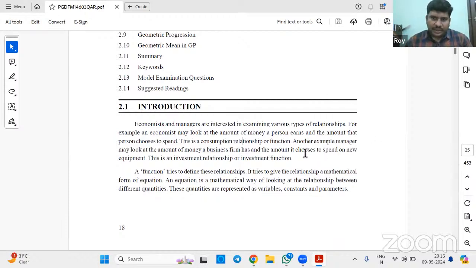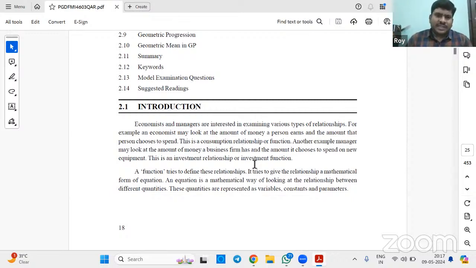Sorry. Right. Business firm: how much it chooses to earn. I mean, chooses means how much I earn and how much I spend on new equipment or development, in other words, for the growth of my business. What can I do for that? That is an important key thing that we are going to learn.